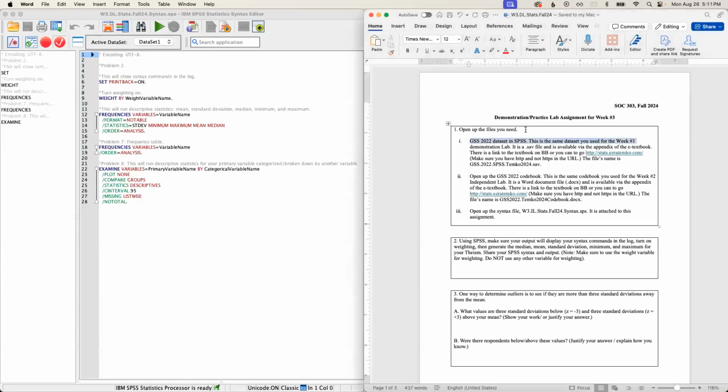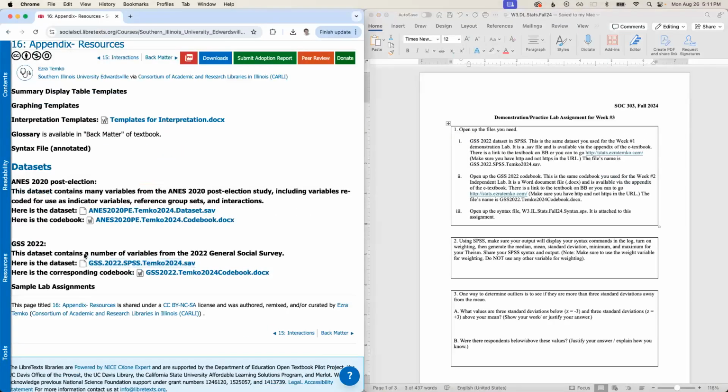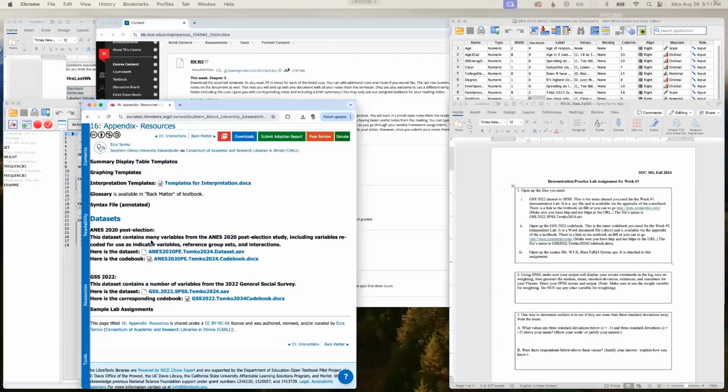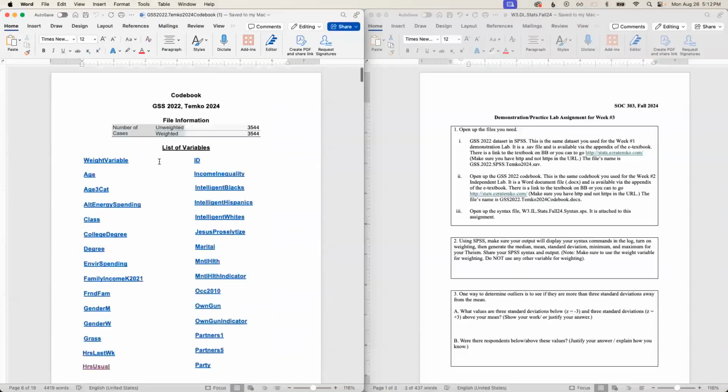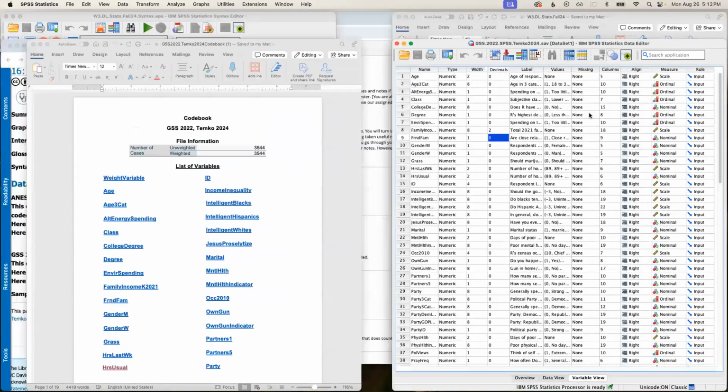So this is the same data set and codebook that you used for the demo lab last week. If you already have them downloaded open, that's fine. Just make sure you're using the GSS 2022 ones. If not, you can go back to here and download them. Again, these are for the demo lab. This is for the independent lab. So here is my codebook, and here's my data set opened.